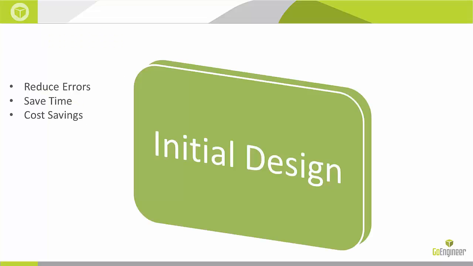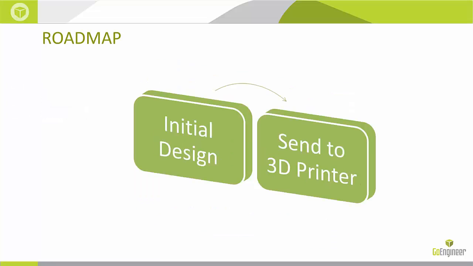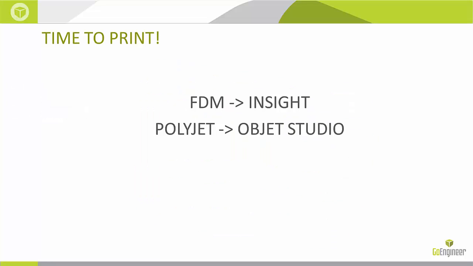And so by doing simulation in SOLIDWORKS, we're able to reduce time and money, reduce errors from hand calculations, all by doing things parametrically within the SOLIDWORKS environment. Now let's send that information over to our 3D printer. We have 2 different technologies we'll be looking at today. Fused deposition modeling utilizes the Insight software, and PolyJet technology utilizes one called OBJET Studio.